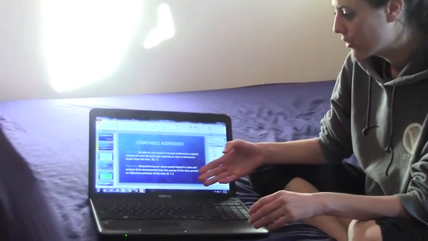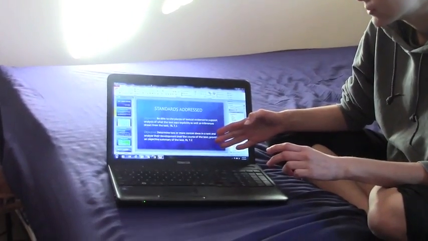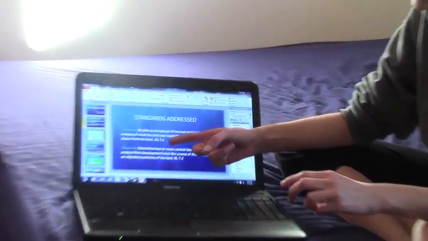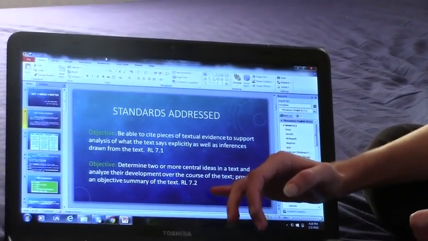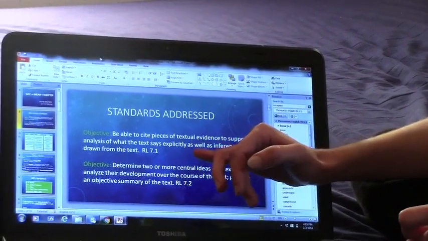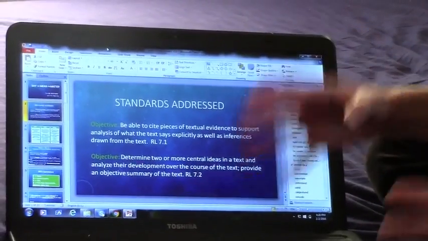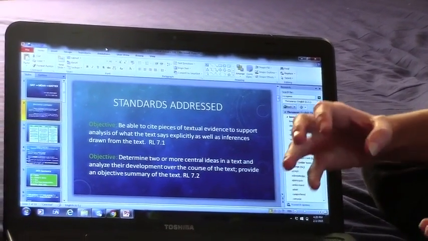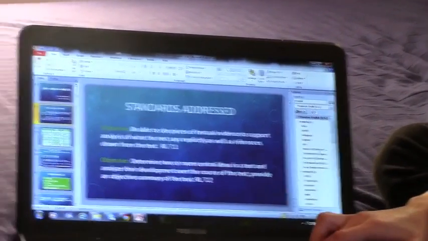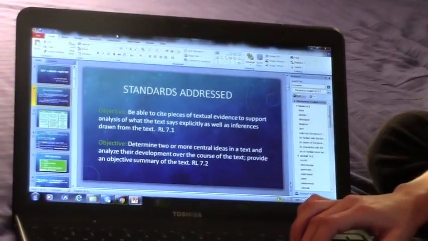So here I've outlined my standards and my objectives. We're using standards reading literature 7.1 and reading literature 7.2. 7.1 talks about finding textual evidence and using it properly, and standard 2 is finding the central idea of a short story or a novel or whatever you're reading.